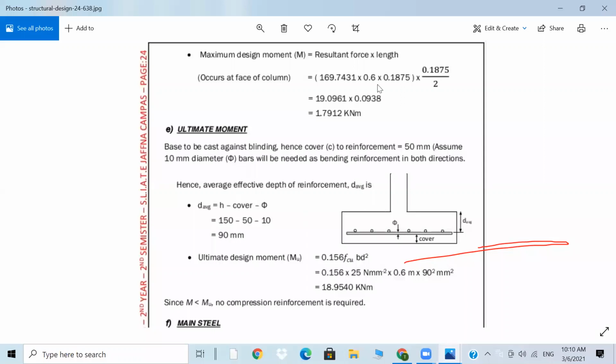So that will be 18.9540, because this will be coming from the BS 8110 code. So since M is greater than the Mu, no compression reinforcement is required. So that will be satisfied.